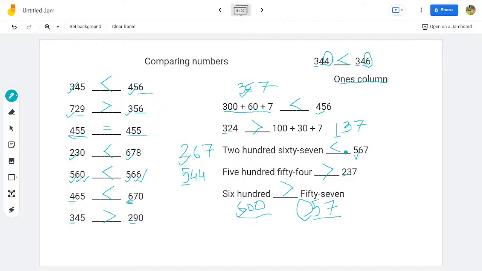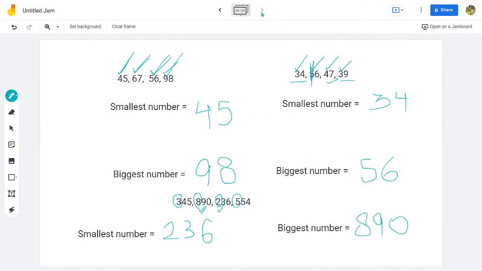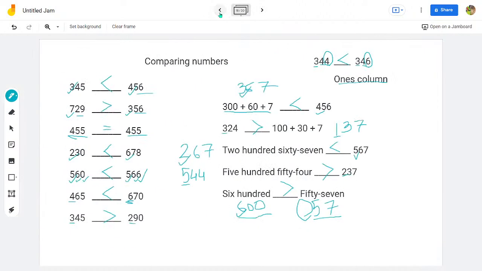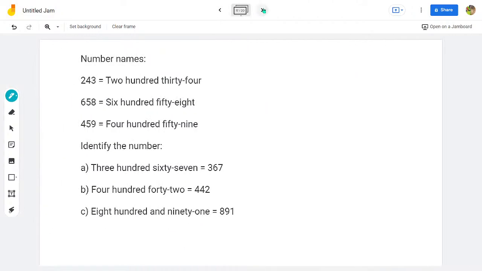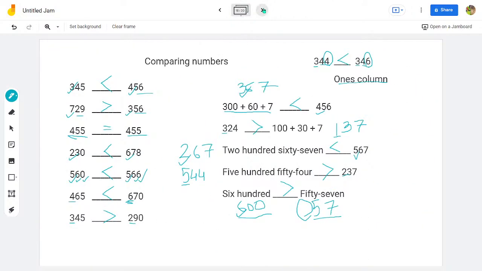Okay, so this was all about today's session. This was the basic comparing numbers and we have covered almost everything about comparing numbers up to 3 digits in this session. So we would continue more learning about numbers in our next session.